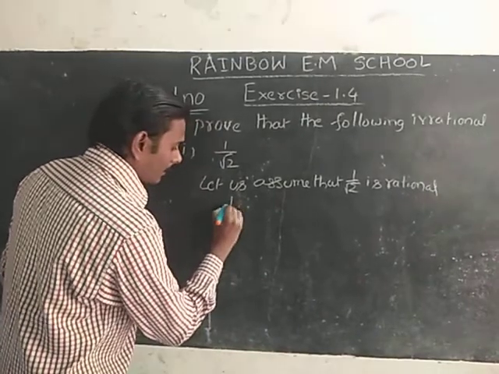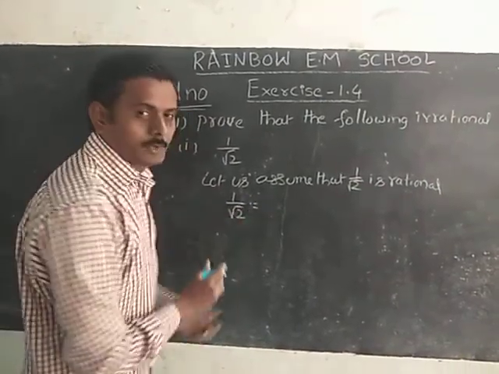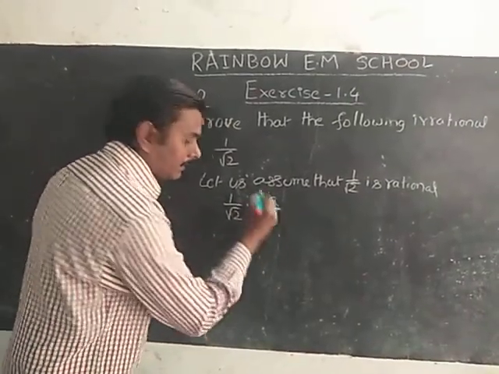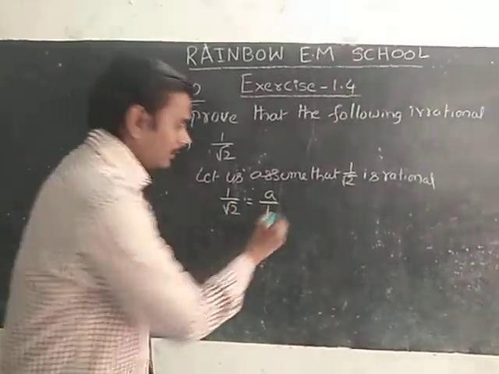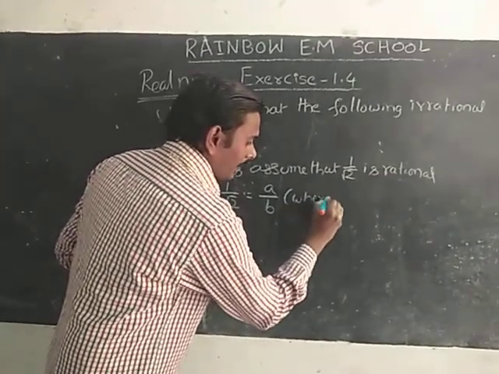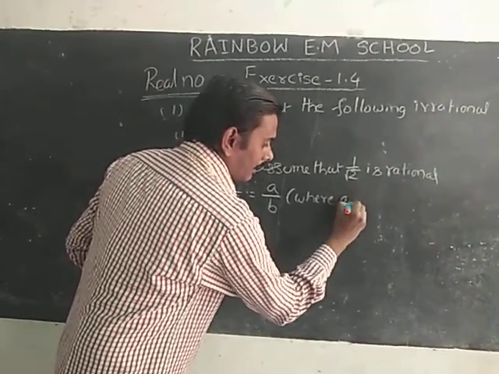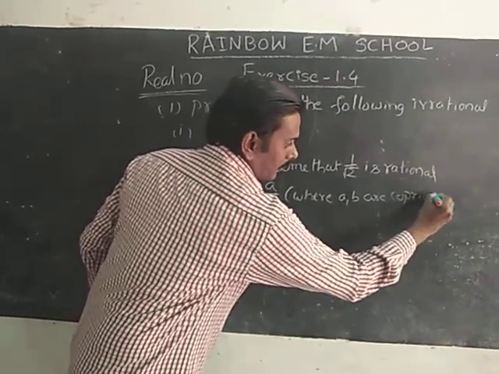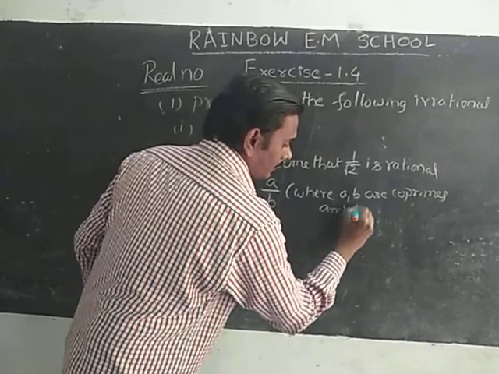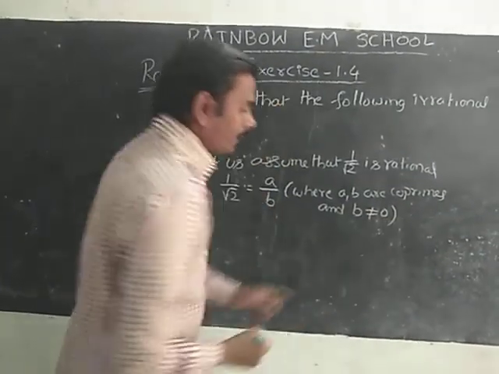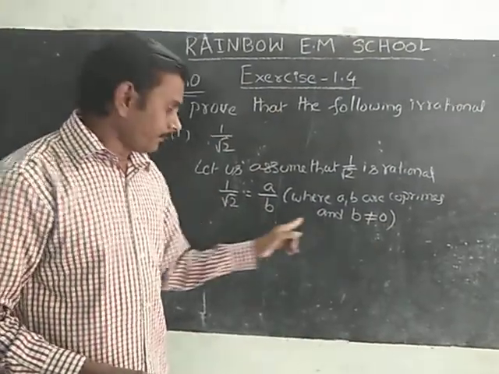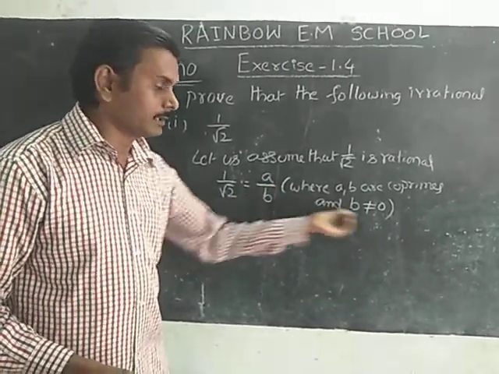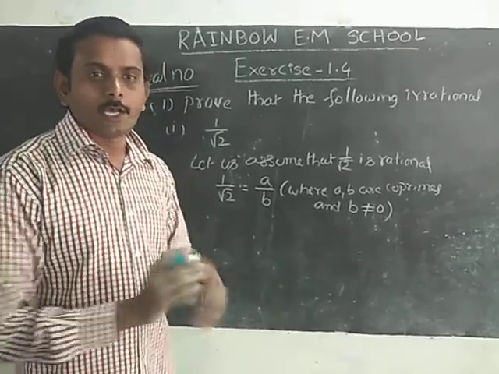Okay, now 1/√2 is rational means it is in the form of p by q. Here, instead of p by q, I have taken a by b, where a and b are any integers, a and b are co-primes, and b is not equal to 0. Why are we taking b not equal to 0? If b equals 0, the result is undefined. So we don't take b equal to 0. The denominator is always other than 0.